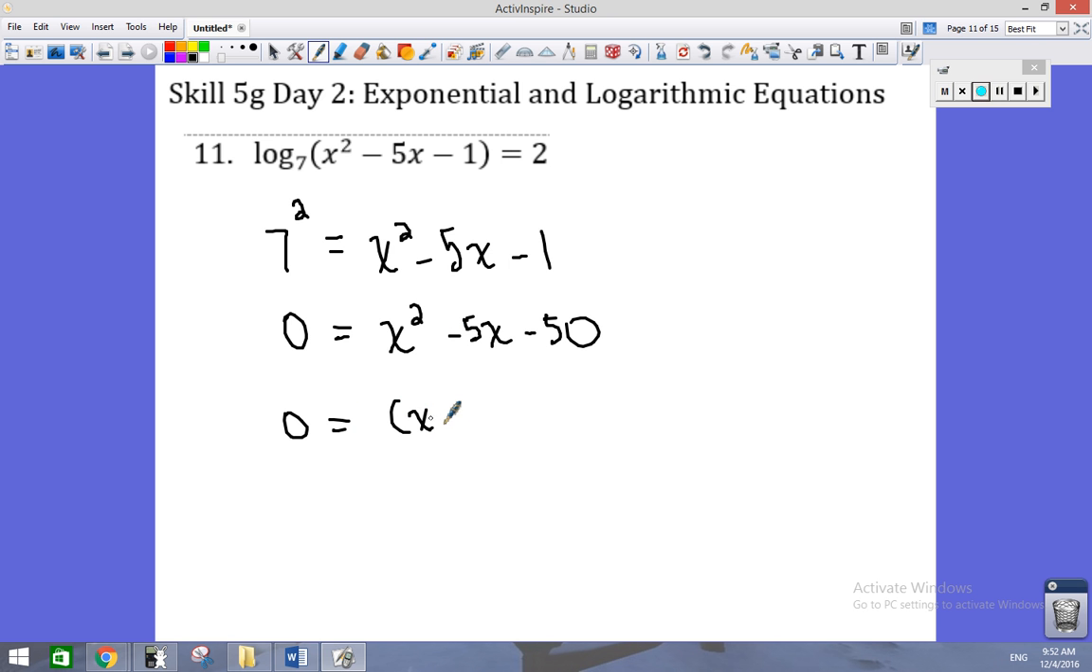So we've got x minus 10 and x plus 5. And this yields possible solutions to this equation. 10 and negative 5 are possible solutions. But we have to make sure that when we plug these in, it's not the log of a negative number.